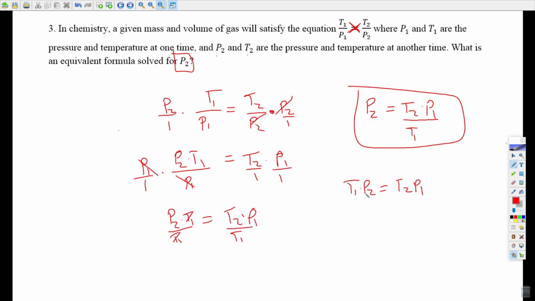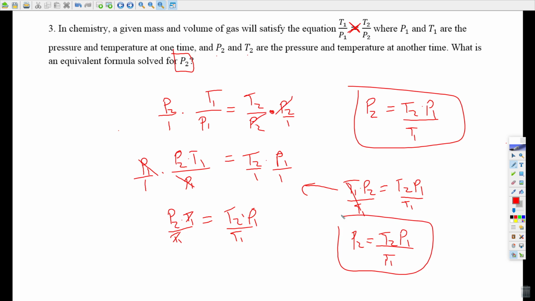And now as you can see here, we're basically on this step over here where we're dividing by T1. It's a little faster to do it this way to get the same answer. But again, I don't think a lot of students remember you can cross multiply, or maybe you've never done it before. I don't know.